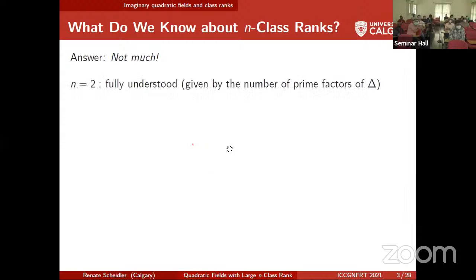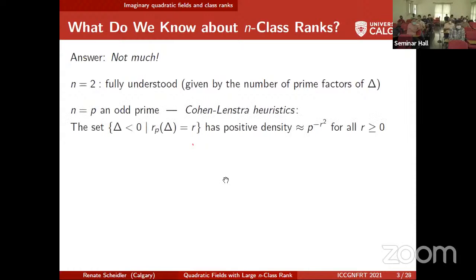They have been the subject of quite intense research. For n equals 2, that's the marked exception. The n equals 2 case is very well understood. It's very classical, goes back to genus theory. And the 2 class rank is basically determined by the number of prime factors of the discriminant. But after that, we don't know much.